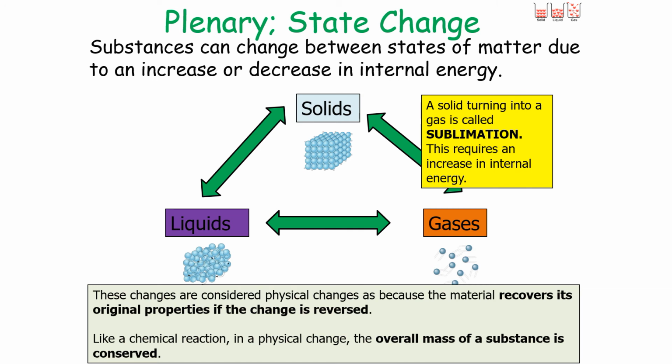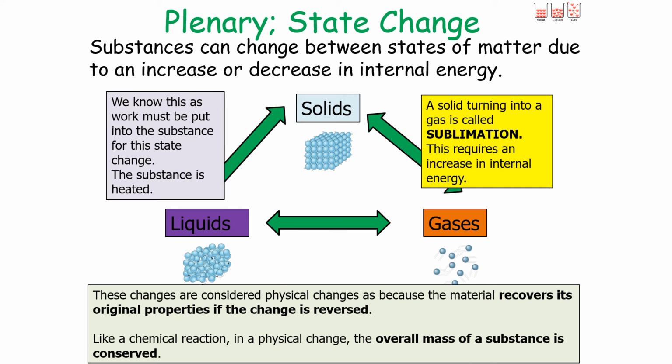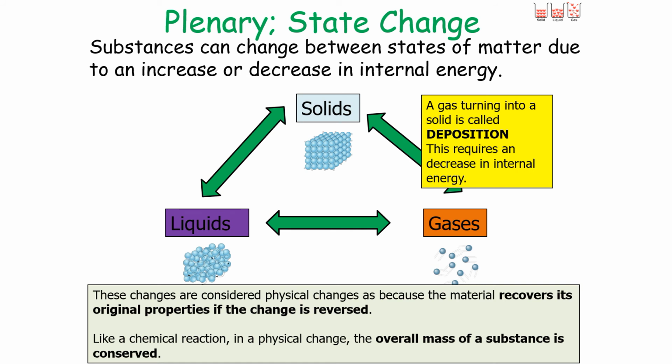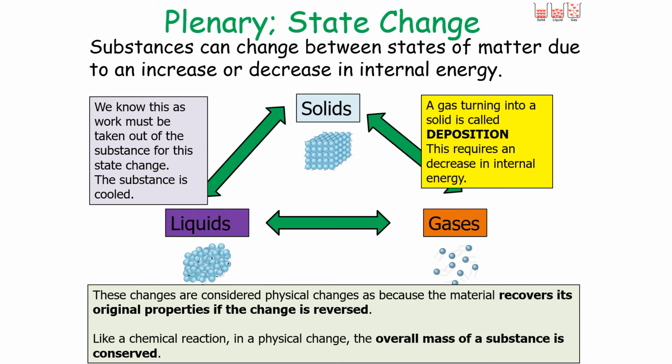A solid turning into a gas is called sublimation, which requires an increase in internal energy. We know this because the substance has to be heated for this to occur, so work must be put into the substance. And a gas turning into a solid is called deposition, which requires a decrease in internal energy. We know this because for a gas to turn into a solid, it must be cooled down, so work is taken out of the substance.